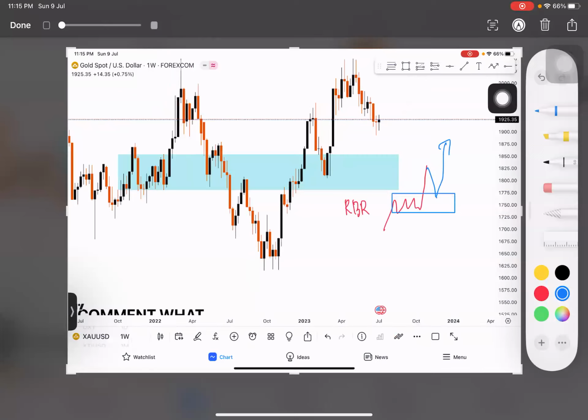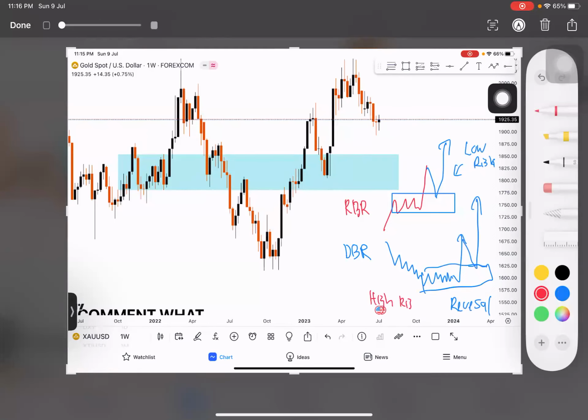We ride the trend. But DBR is different. When the price is coming down and suddenly we get a sideways and a breakout, you have to wait for the pullback and buy. This is for reversal. That is different. RBR is slightly low risk, which we ride the trend. But reversal is against the trend, so this one is high risk.